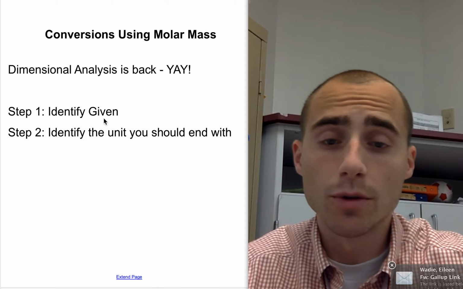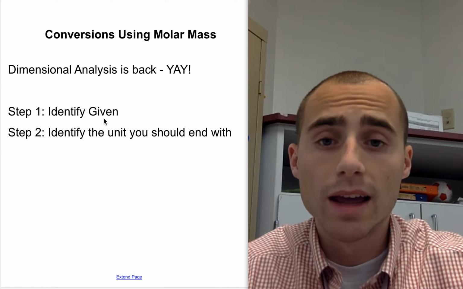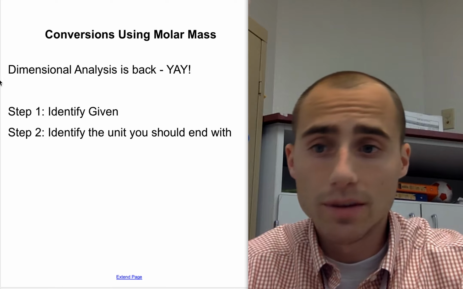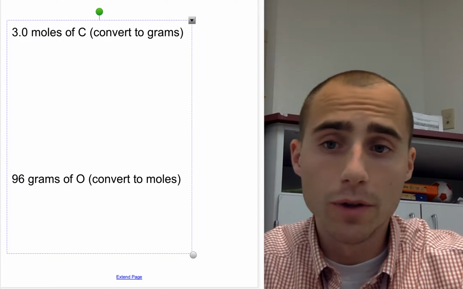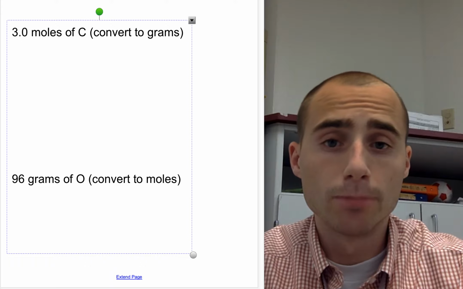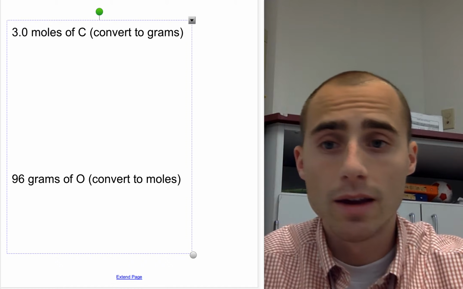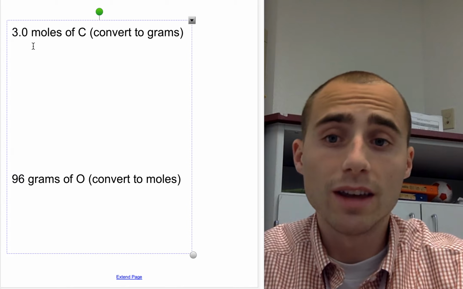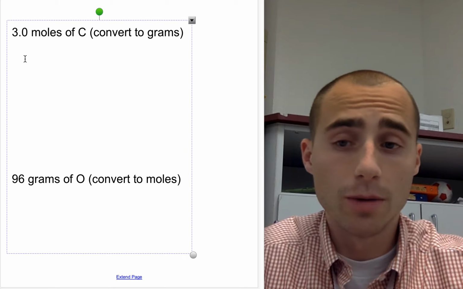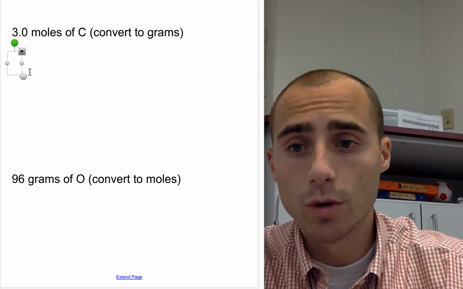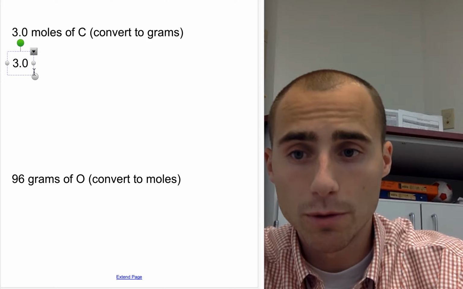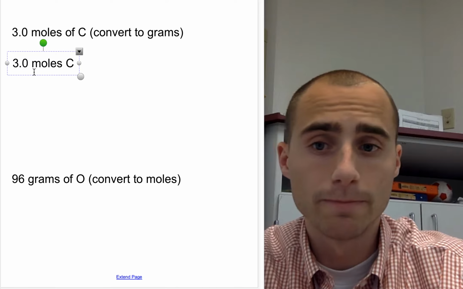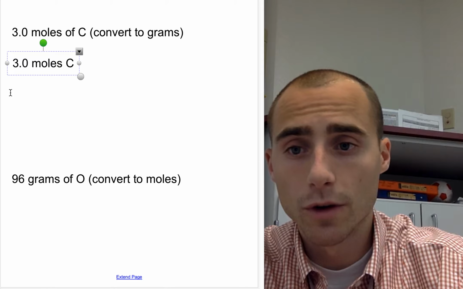So quick reminder, when you look at the periodic table, remember that 1 mole of oxygen is equivalent to its mass number. So in this case, we're going to go through some examples. Our first one, we are given 3 moles of carbon. So we always write down our given first. So 3.0 moles carbon, right? Okay, so far so good.